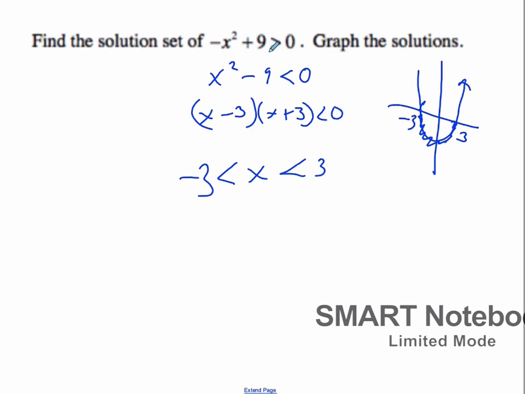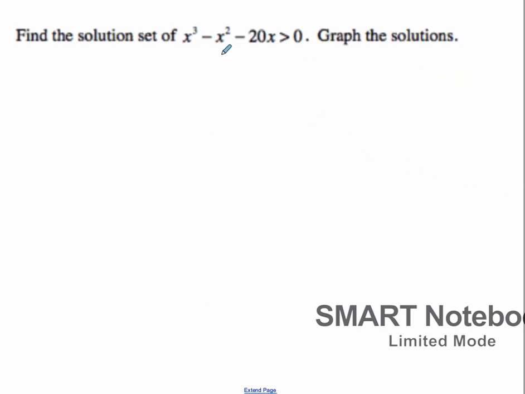Now we don't have an example with this, but I want to show that right now. If it was greater than or equal to, then our final answer would obviously include the endpoints -3 and 3.